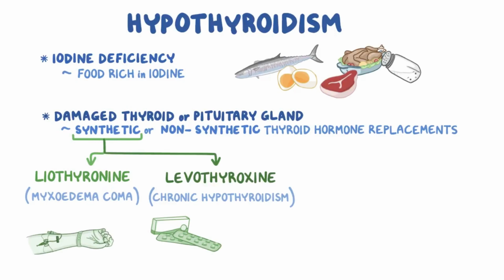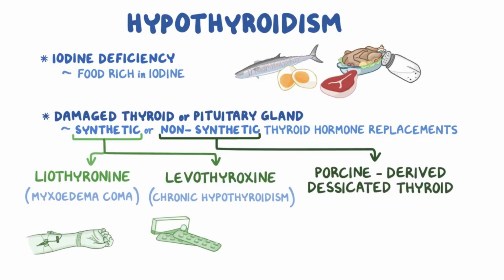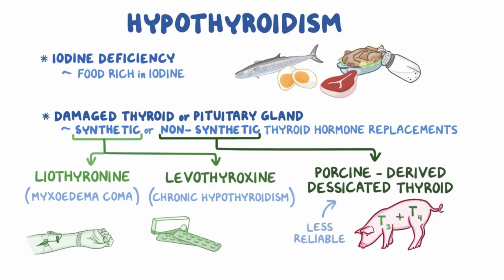Non-synthetic thyroid hormone replacement, however, uses porcine-derived desiccated thyroid, which is a mix of natural T3 and T4 derived from pigs, but its effects are much less reliable when compared to synthetic thyroid hormones.